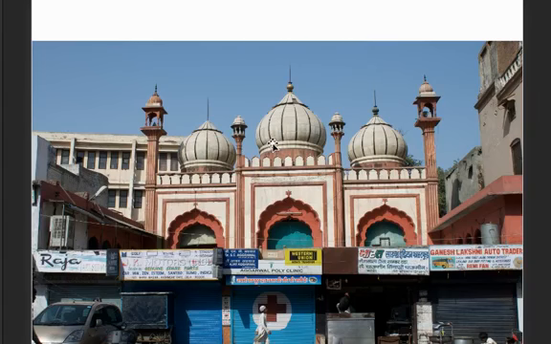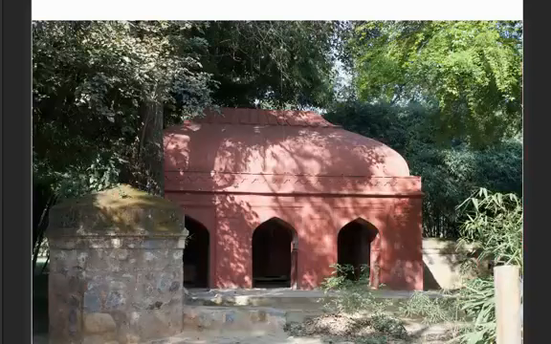And if you look at the domes here, again striped like the Jama Masjid, but even more bulbous than the Jama Masjid. So as time goes on, the dome becomes a little bit more bulbous. As far as the arches are concerned, the same scalloped arches continue.